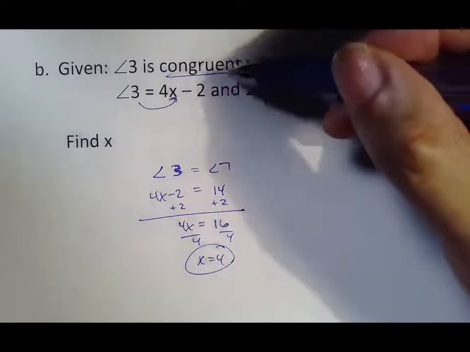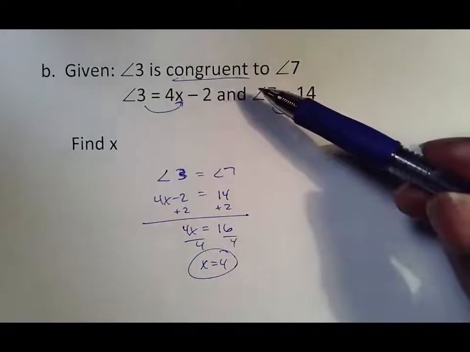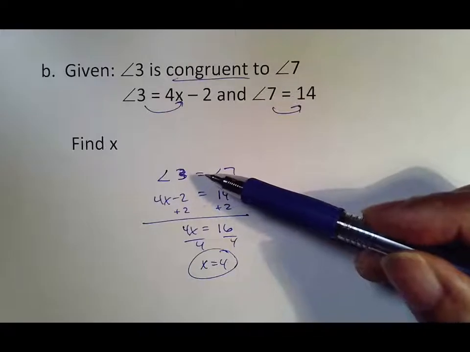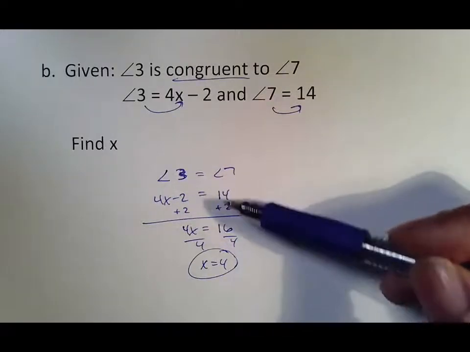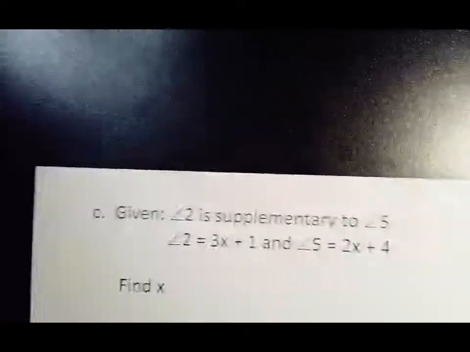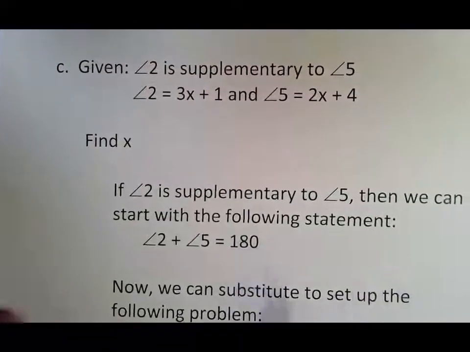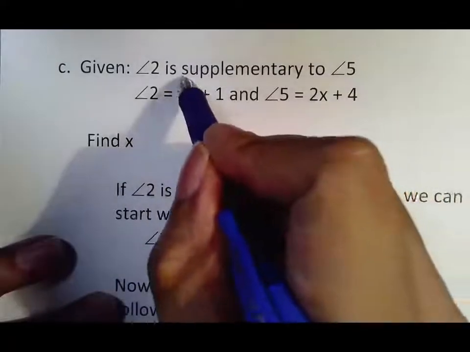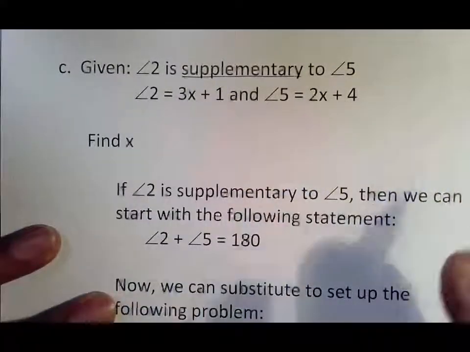The problem is if you don't pay attention to the words, if you don't learn what the words mean, you won't know to put an equal sign there, which means you won't be able to set the problem up, and everything is going to get kind of messy from there. The second type. This one says angle 2 is supplementary to angle 5, and it gives me 2 angle measures for angle 2.